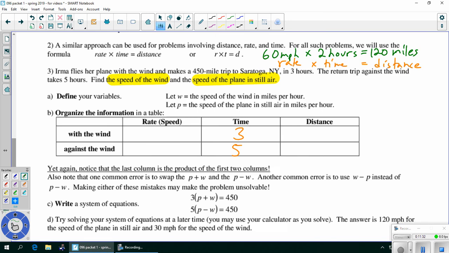Let's just take a quick detour. I'm just going to make up some numbers. Suppose that the wind speed is 20 miles per hour. And then suppose the speed of the plane naturally is, I don't know, 180 miles per hour. Just making things up. So here's my question. How fast will the plane go if the wind is helping?